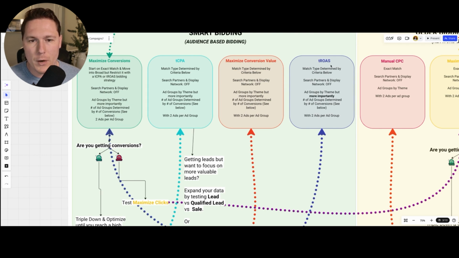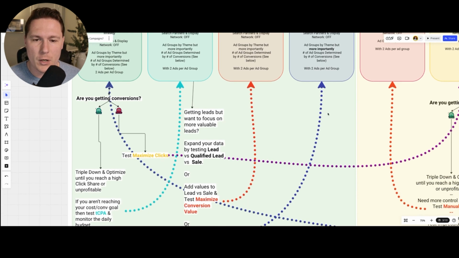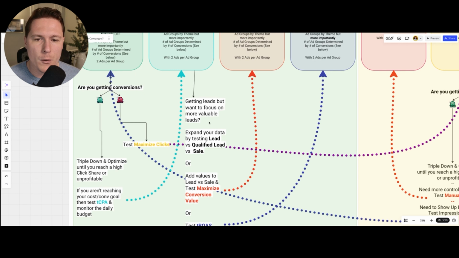That's the same thing with tROAS. If you're not getting the specific daily amount of spend through, it's because it's too restrictive. So you'll have to open it up and go from a 200% ROAS target down to a 150% ROAS target, for example. So let's say you're getting leads after using tCPA, but you want to focus on more valuable leads. So you're finding that there's a bunch of unqualified leads coming through. So what you'll want to do is expand your data by testing lead versus qualified lead versus sales. So give Google more data on each one of those leads.